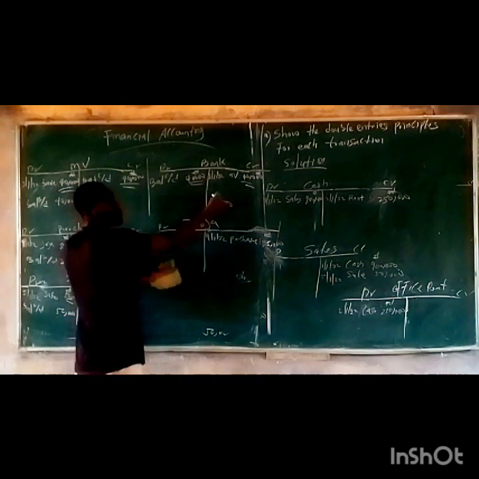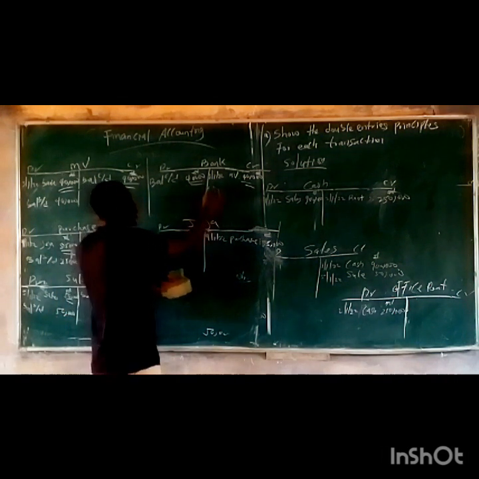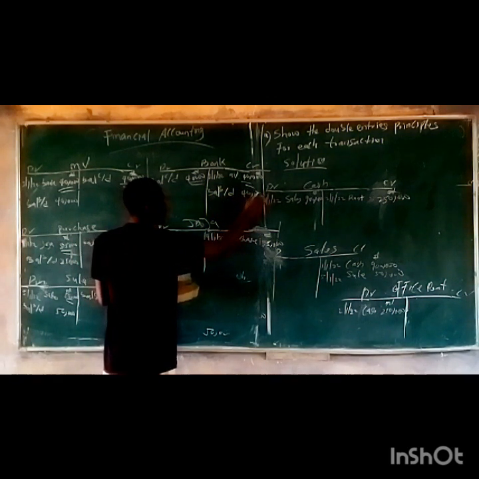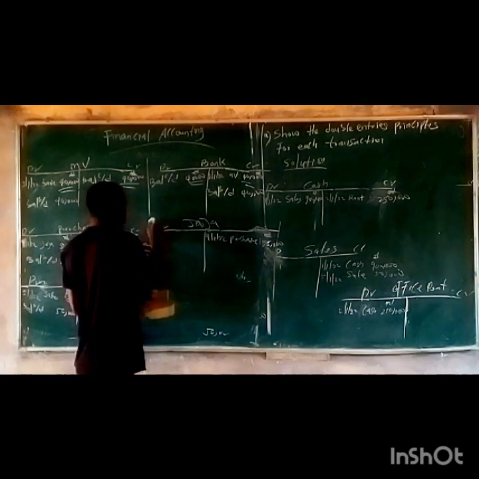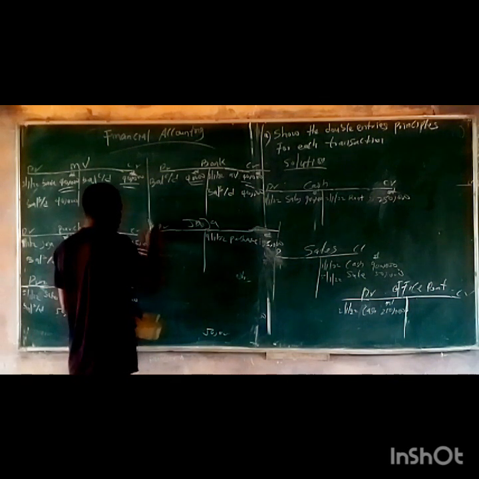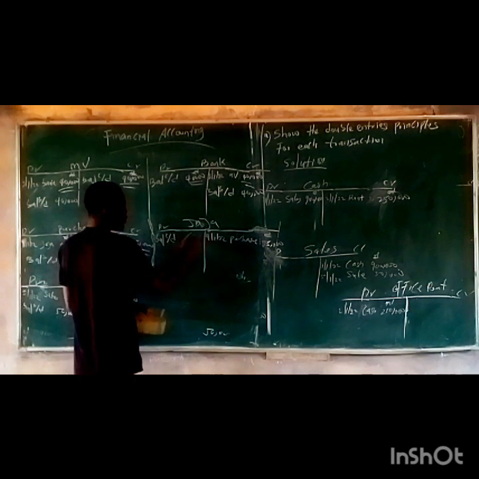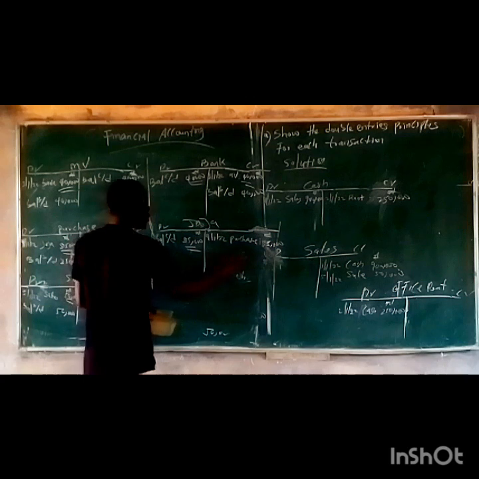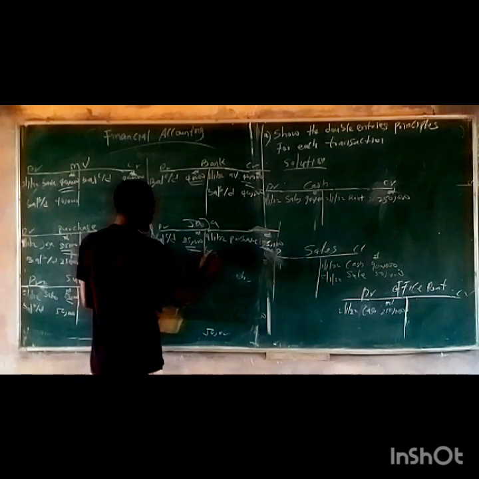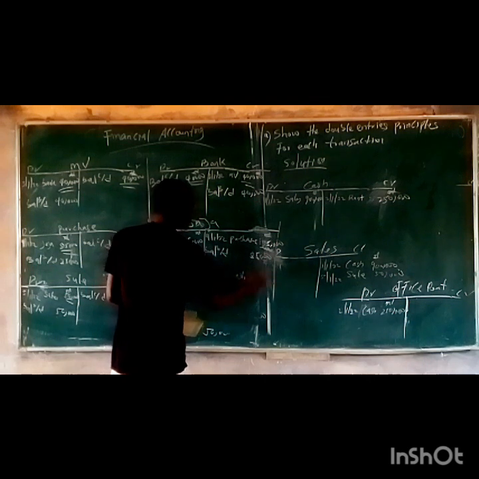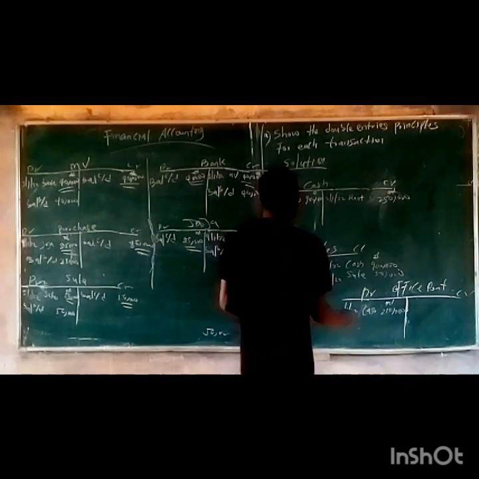Then this one is the opposite side, balance brought down 40,000. Then this one, balance carried down 5,000. Then here we have balance brought down 5,000.